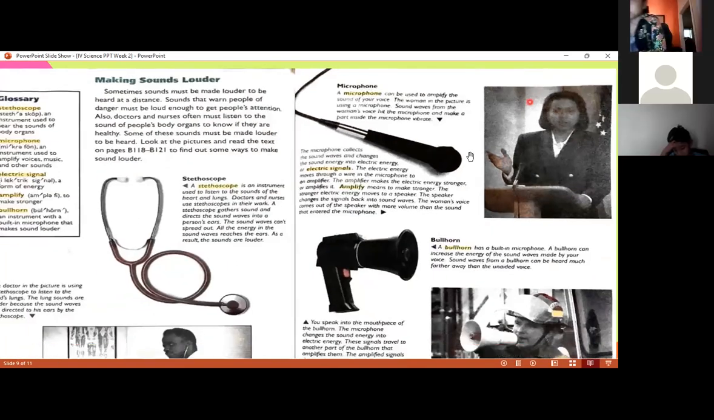Excellent. Thank you so much, Camila. So we have the information about the microphone. Remember, it's also used to amplify the sounds of the voice because of the electric signals that you mentioned here. Amplify means to make stronger. So it amplifies the voice of the girl. She might be giving a speech to everybody. It might be an auditorium, giving a speech.